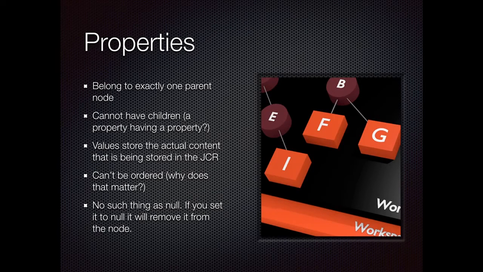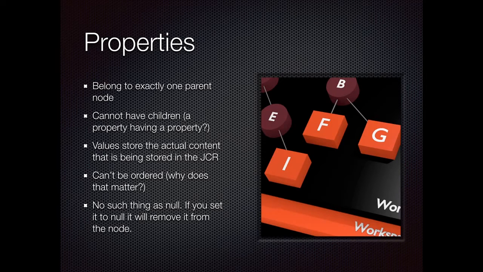Properties belong to exactly one node. Properties can't have child properties. I know it looks that way sometimes when you're in JSON, but believe me, they cannot. Those are actually nodes that you're looking at and not other properties. Properties can't have properties. Values store the actual content that's being stored in the JCR.